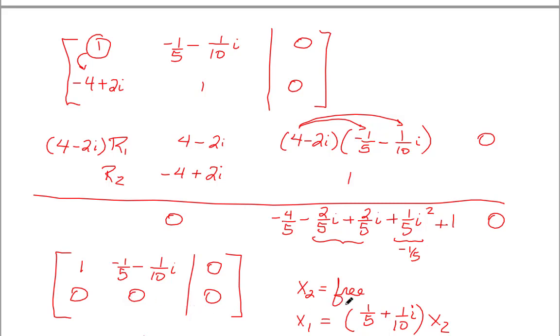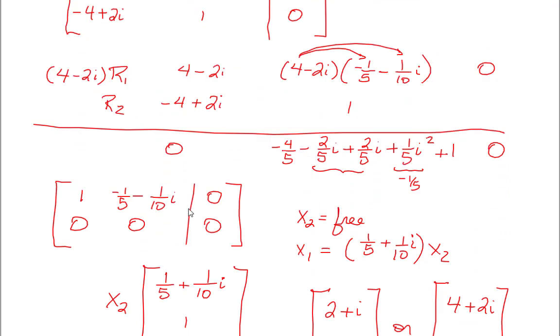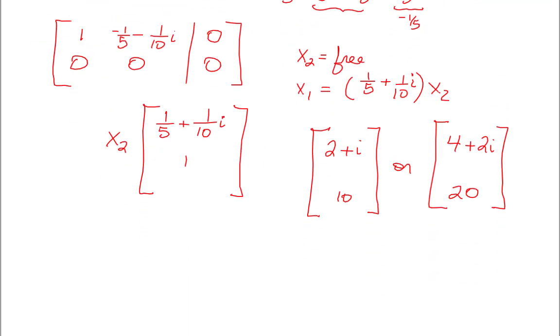And so I get x2 is free, and x1 then is 1/5 plus 1/10 i x2. Filling that in a vector column format here. So again, I can multiply through by 10 and get 2 plus i over 10, or you could multiply through by 20 and you get this basis vector for that particular eigenvalue.